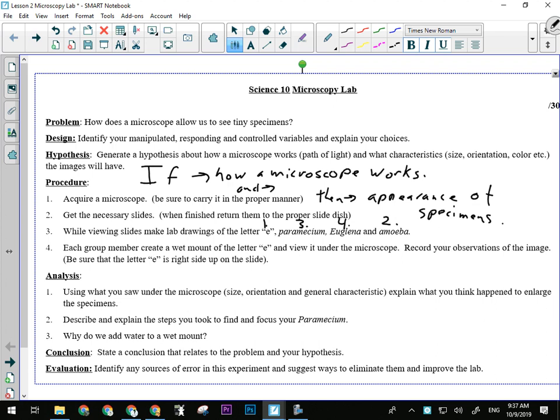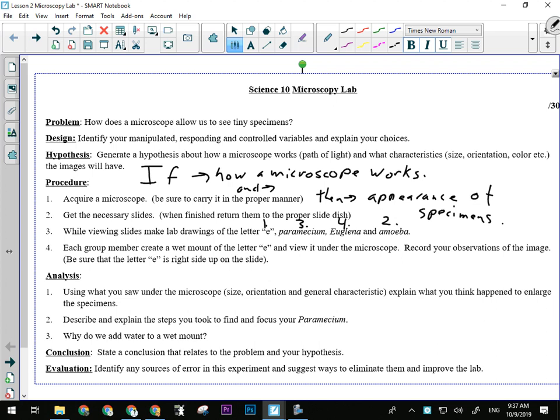Once you're done with the letter E, take that slide off of the microscope and put the cover slip and the letter E in the garbage. The cover slips are disposable. Wipe the microscope slide down with a paper towel and put it back in the box. There'll be a box at the front.